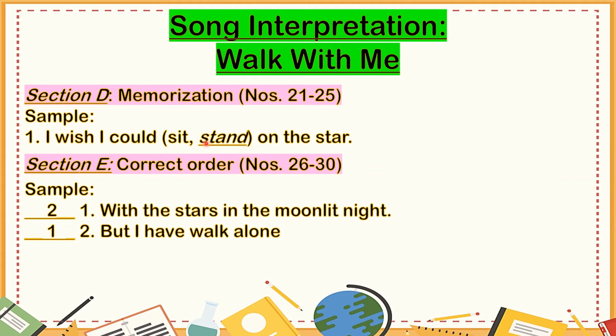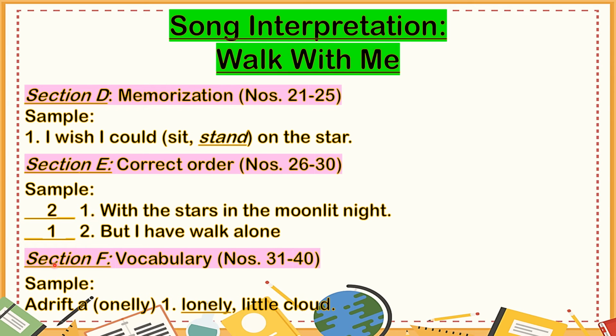Next, let's proceed to section E, correct order, numbers 26 to 30. Sample, number 1: with the stars in the moonlit night. Number 2: but I have walked alone. So, which comes first? Number 2. So, you write 1 in number 2 and you write 2 in number 1. Again, this is incorrect order. Write only the numbers 1 to 5.